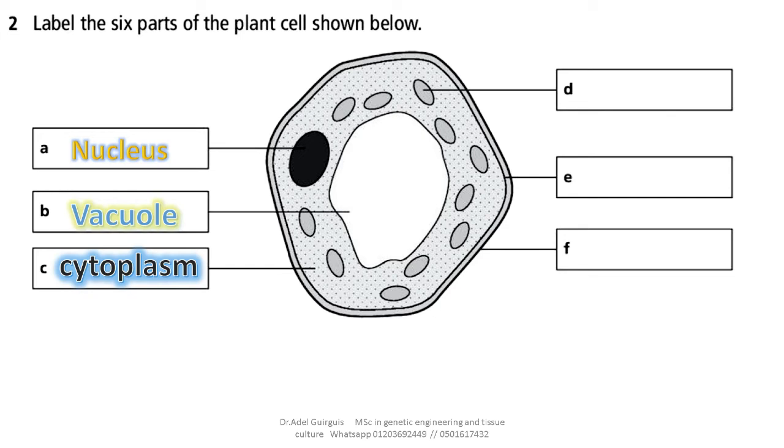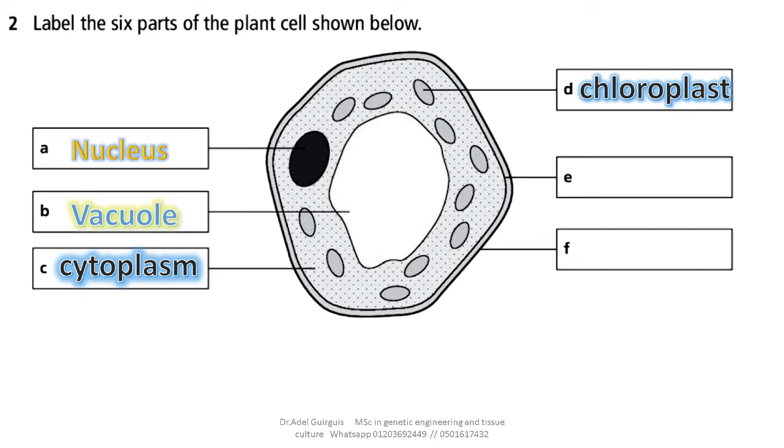Letter D, chloroplast. The chloroplast contains chlorophyll, a green pigment that absorbs light energy from the sun and converts it into chemical energy in the form of foodstuffs like glucose, in a process called photosynthesis.